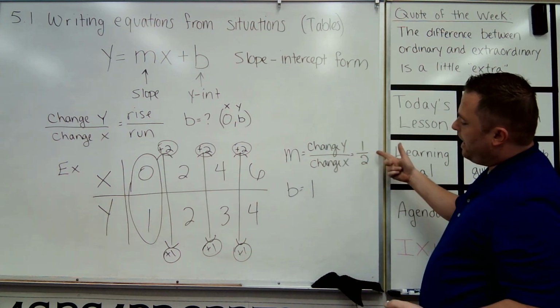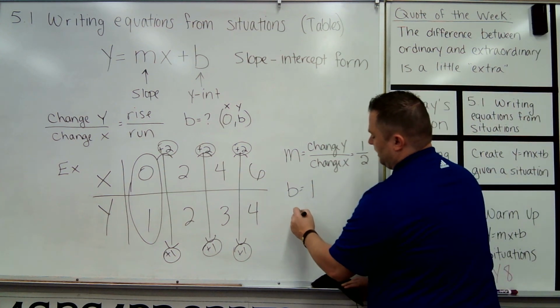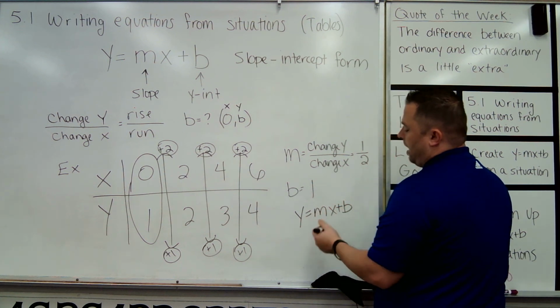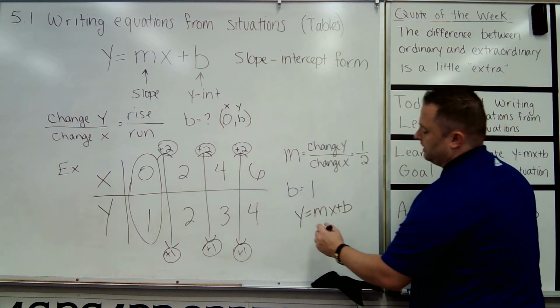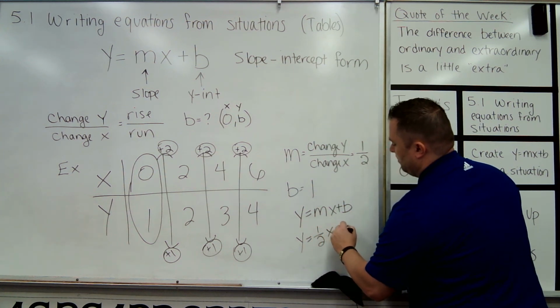If I have an m and I have a b, I have a line. My line looks like y equals mx plus b. I know what m is and I know what b is. Y equals 1/2 x plus 1.